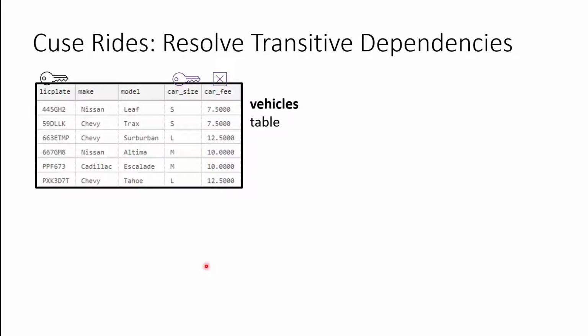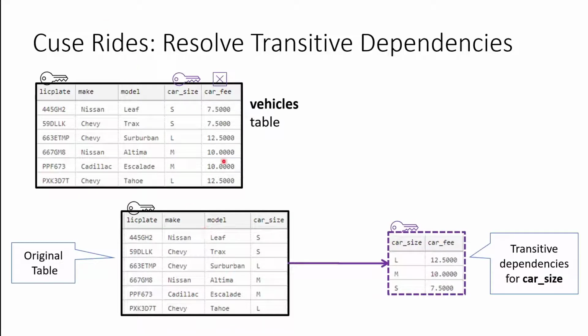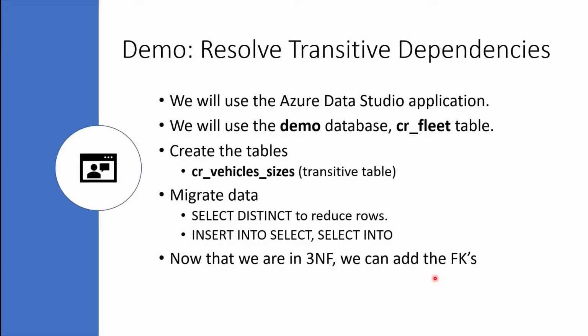So here we are in CR Rides. This is the vehicles table. This X is what's going to be leaving the table. So when I remove this from the table, I trivially get this, which is my original table. And then what goes into the new table is a table with primary key car size and just the three different car sizes. And then that is our last resolution that we need to do. So let's take a look at this. We'll resolve the transitive dependencies in this one.